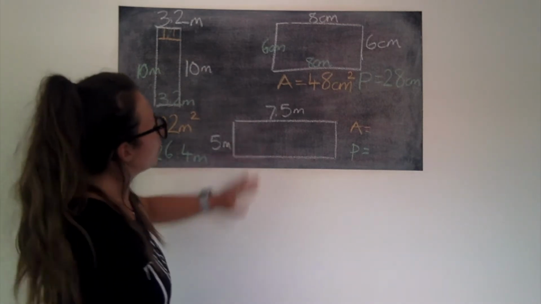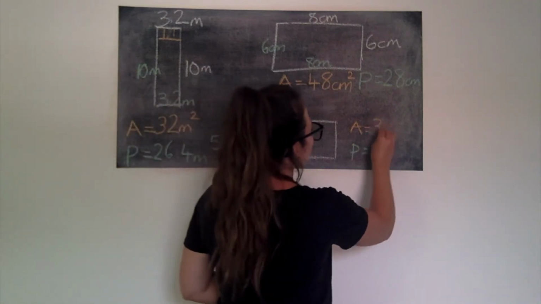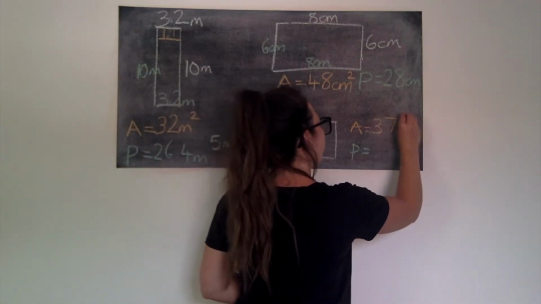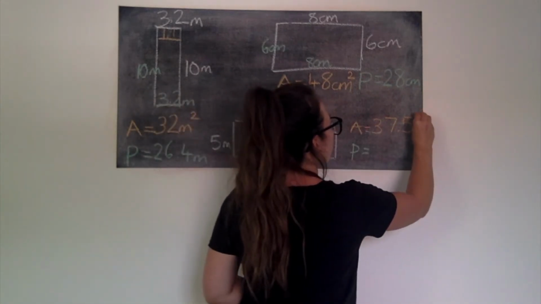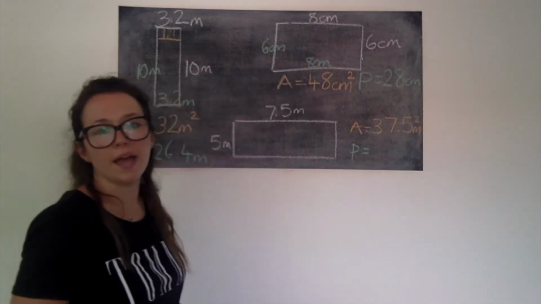So the area of this one is 37.5 metres, and then remember it's squared when we're looking at area.